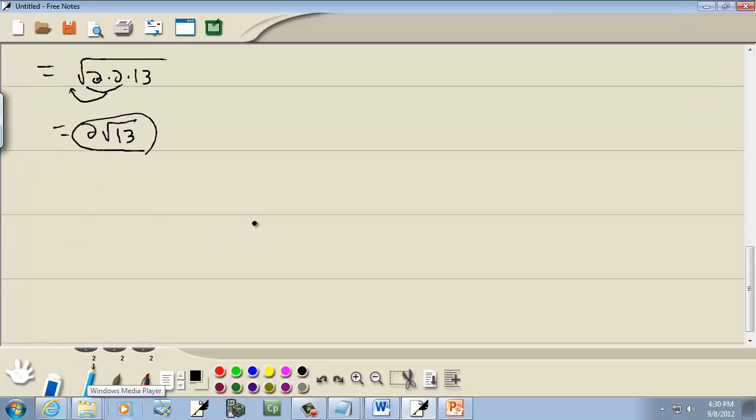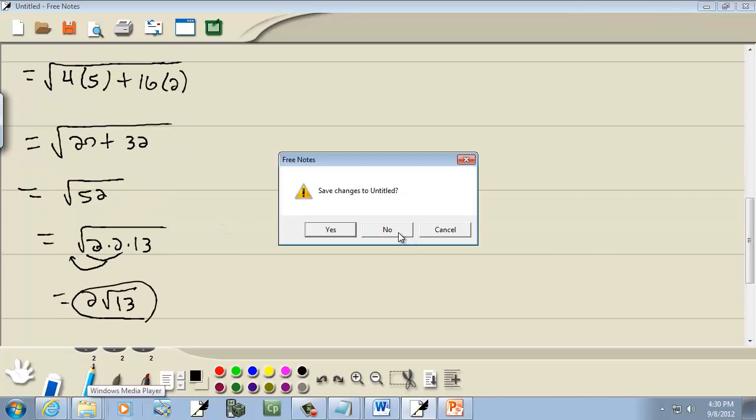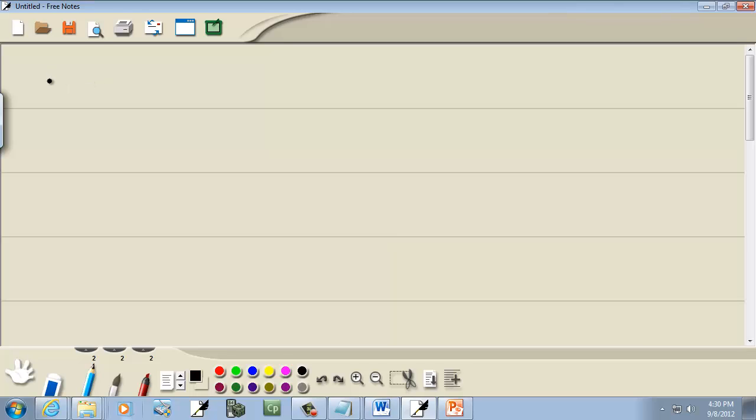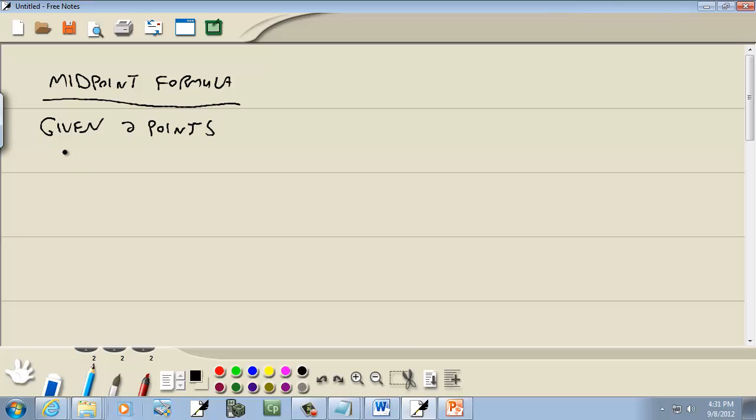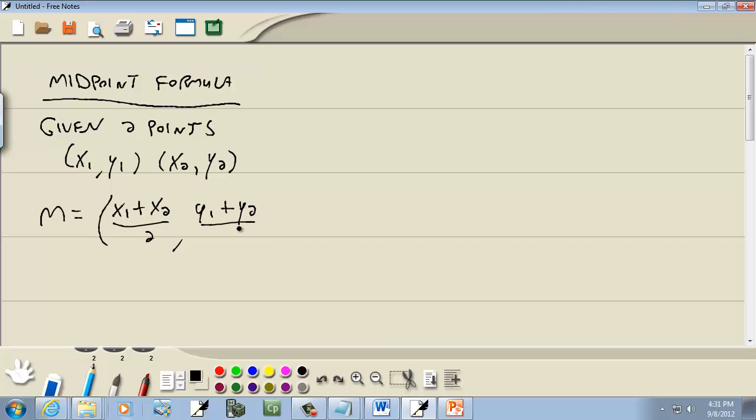Let me start a new page, and then we'll work the next problems. This is using the midpoint formula. This will find a midpoint between 2 points. So, given 2 points, x1, y1, and x2, y2. Now, our midpoint, we add together the x parts. So I got x1 plus x2 divided by 2. And we add together our y parts, and then divide by 2.